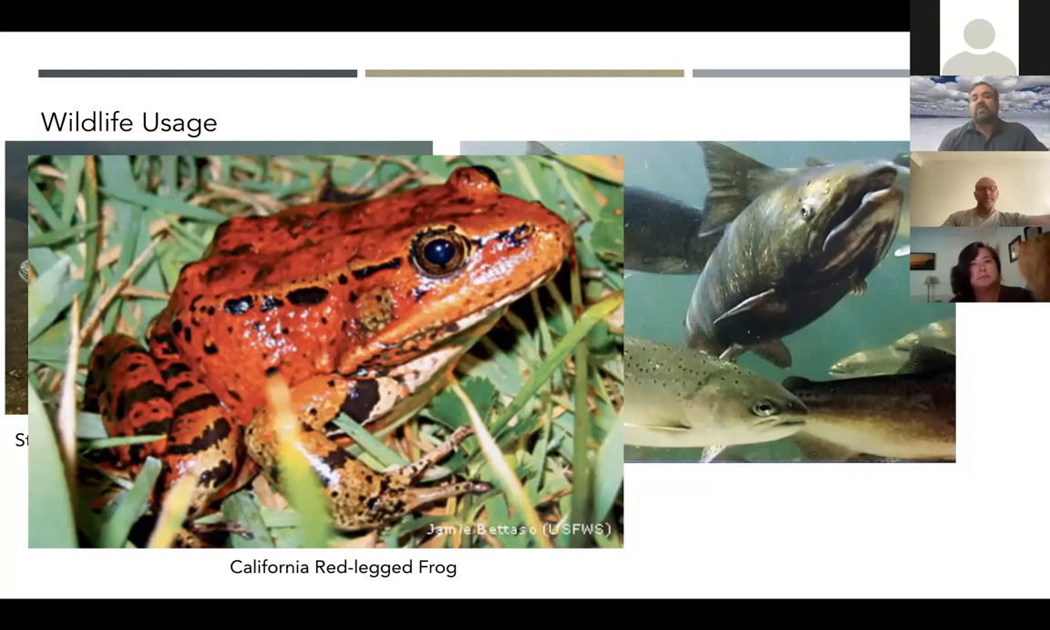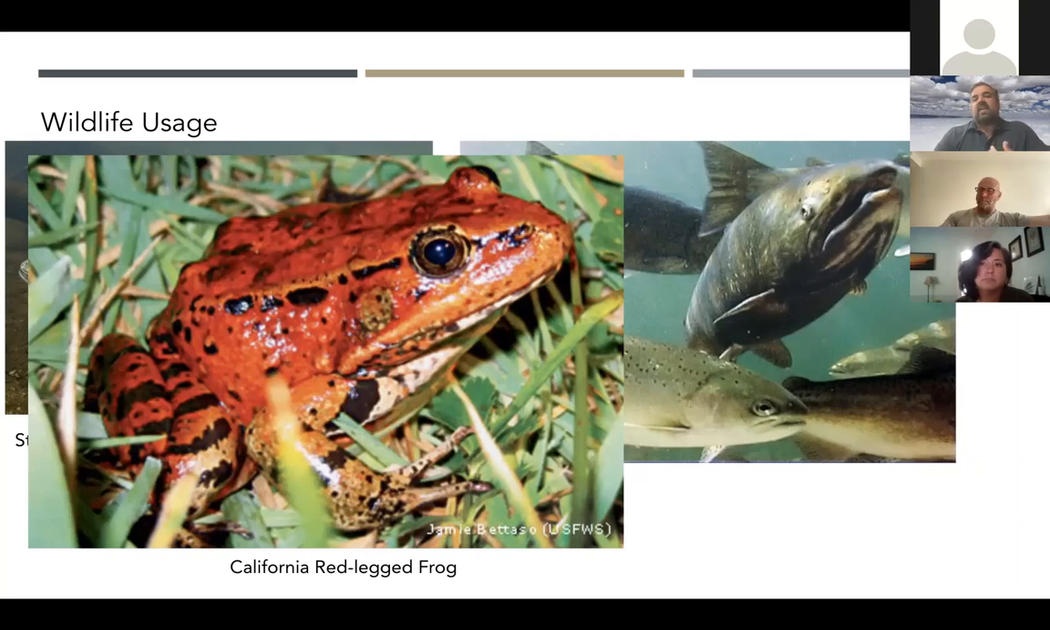So amphibians kind of stay out of the way of those areas. But in little tributary streams that contribute to these larger rivers, you do have amphibians living there, like the California red-legged frog. This frog is the largest native frog that occurs in California. It is a federally threatened species, state species of special concern. And amphibians are very sensitive to turbidity, water disturbance, things like that.